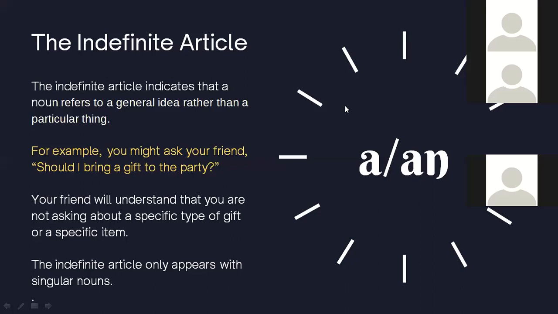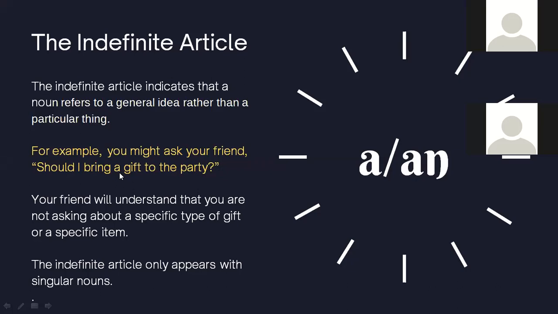Now look at this example. Again, we are going back to the party situation, right? For example, you might ask your friend, should I bring a gift to the party? Now there is this indefinite article used right in front of the word gift. So your friend will understand that you are not asking about a specific type of gift or a specific item.